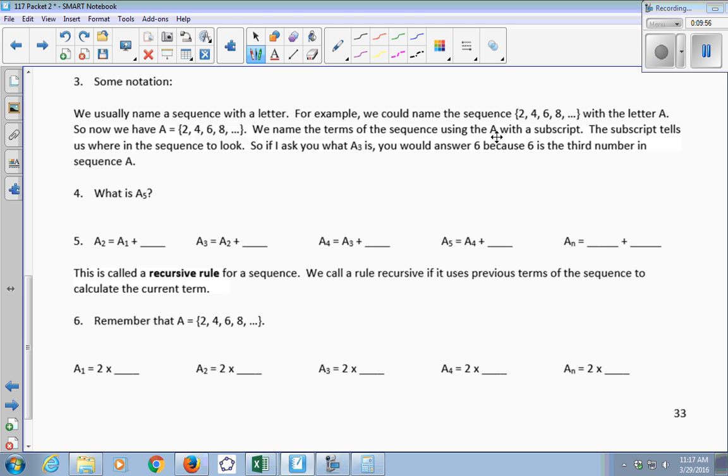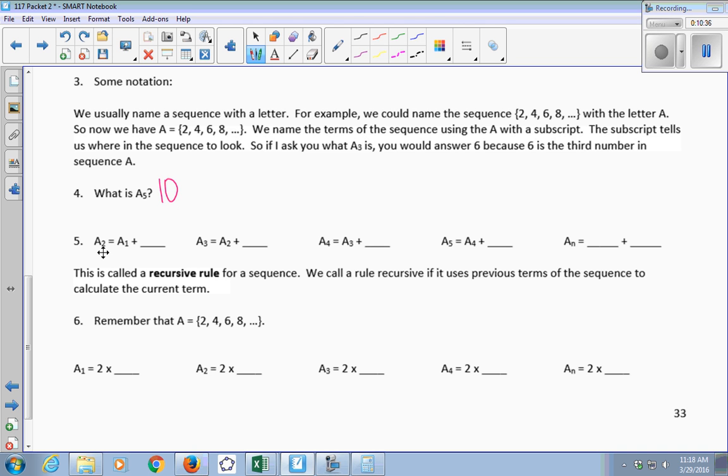We name them using the A with a subscript. So that's like in the lower right-hand corner. And the subscript tells you where in the sequence to look. So if I ask you what A sub 3 is, you would answer 6 because it's the third term in the list. Okay. So what is A5? 10. The fifth term in the list would be 10. Good. So the subscript is telling you where in the list to look for the number that I'm asking for. All right, so let's see if we can identify a pattern with this particular sequence A. We already know it's the even numbers.